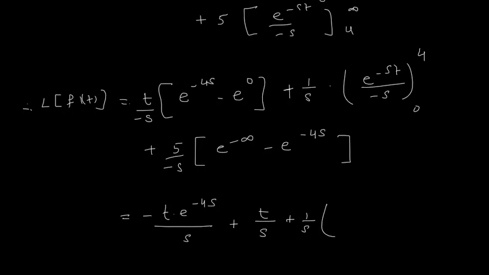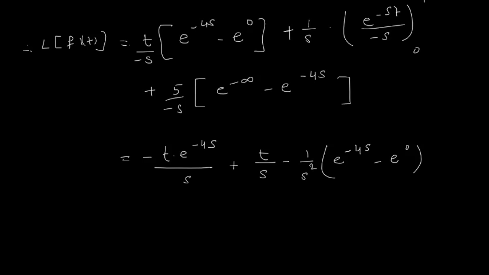let us write this as 1 upon s, inside we have e raised to, or what I will do, I will say minus 1 upon s square, that I will take out, here e raised to minus st, so it will be e raised to minus 4s minus e raised to 0, then here I have minus 5 upon s, then e raised to minus infinity. Now e raised to minus infinity means 1 upon e power infinity, the value of e is 2.7 something, so when I take limit to infinity I will get answer as 0.